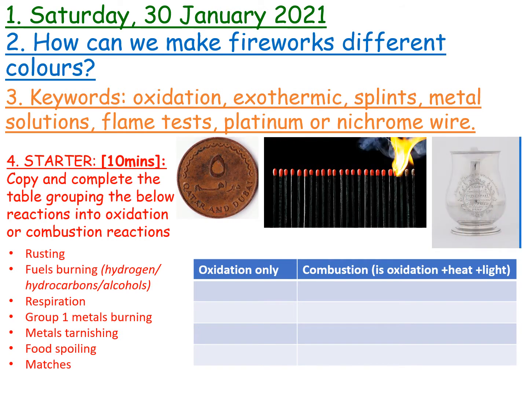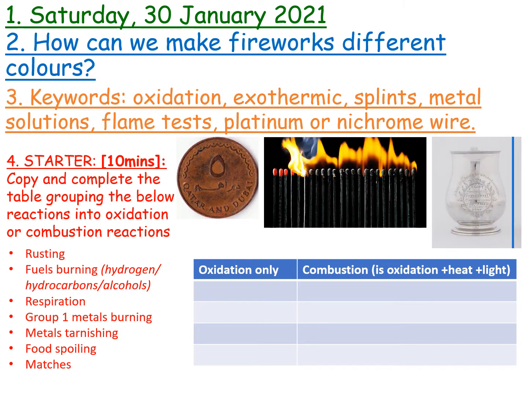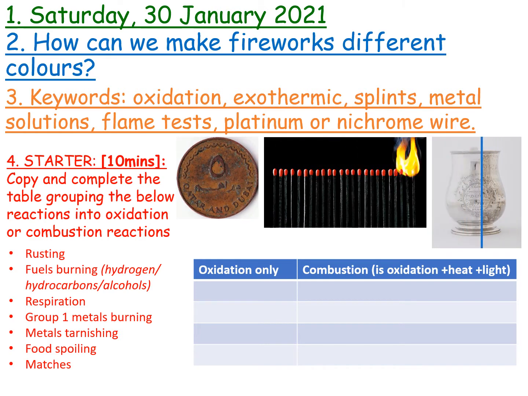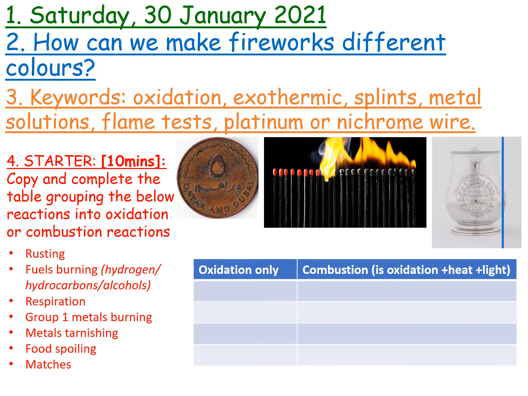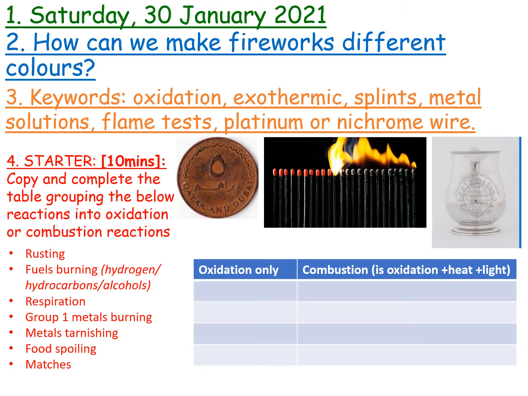Splints, they're the wooden sticks that you use to light a Bunsen burner, and we'll be using splints in flame tests. Metal solutions, flame tests, we'll be doing those later, and platinum or nichrome wire. Nichrome is just a mixture of nickel and chromium metals, and it's what we call an alloy when we mix two metals together, and they have special properties there.